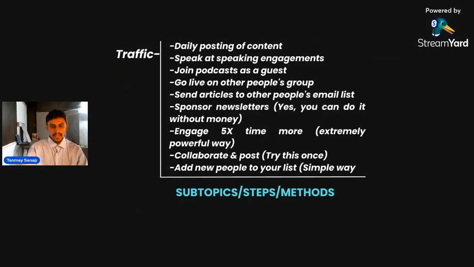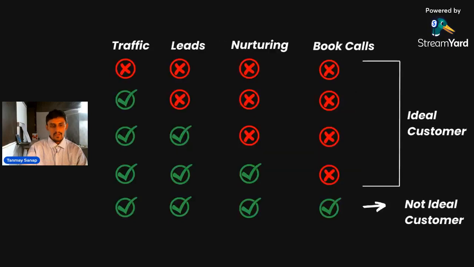So the next step, let me go to the fourth step. All you have to do, whenever you're adding people on a daily basis, is see what area your ideal customers are present in. For my example, you can see clearly here, my ideal customers are in these four areas. If someone knows how to generate traffic, how to generate leads, how to nurture leads, and how to book calls, then he or she is not my ideal customer.